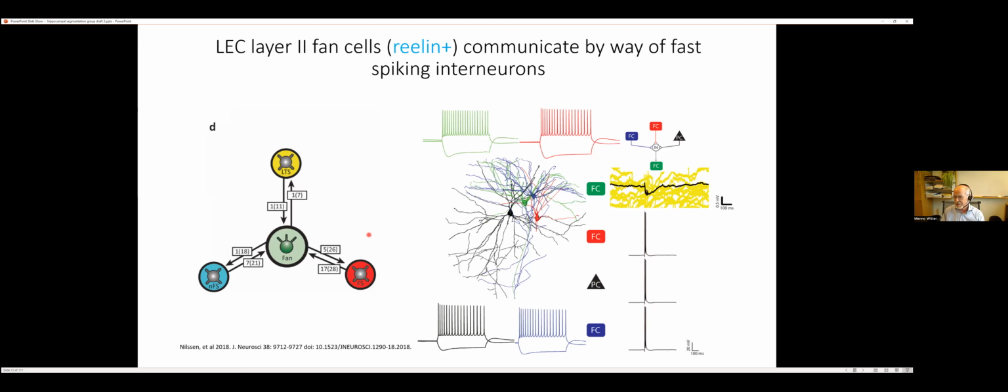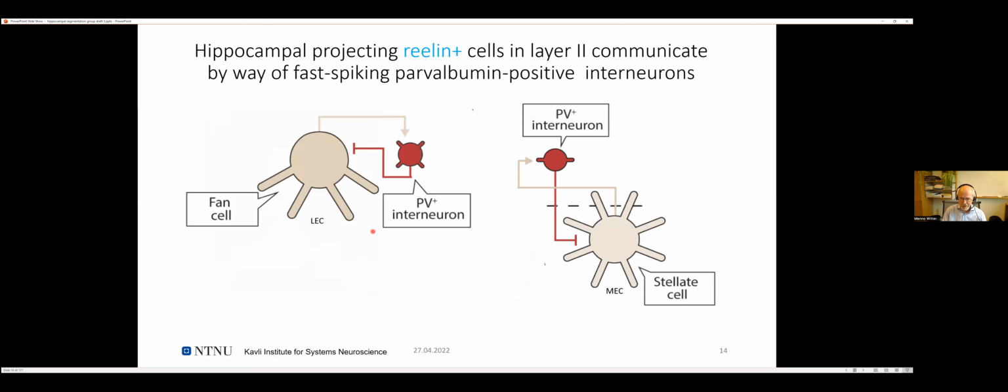However, in the medial entorhinal cortex, we find grid cells in layer 2, and in the lateral entorhinal cortex, we do not find grid cells in layer 2. So this is a little bit of a puzzling observation. And so we went in a variety of different ways to figure this out.